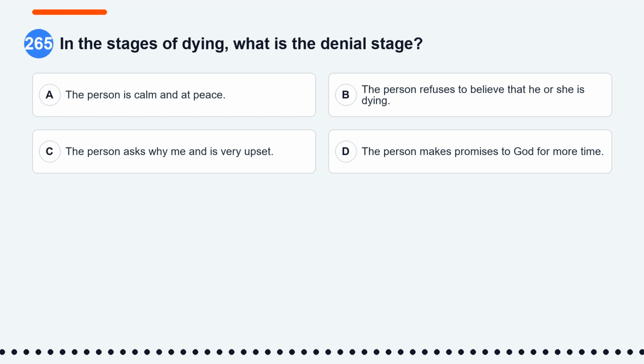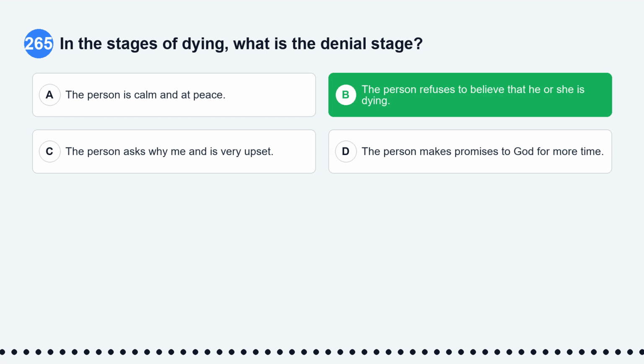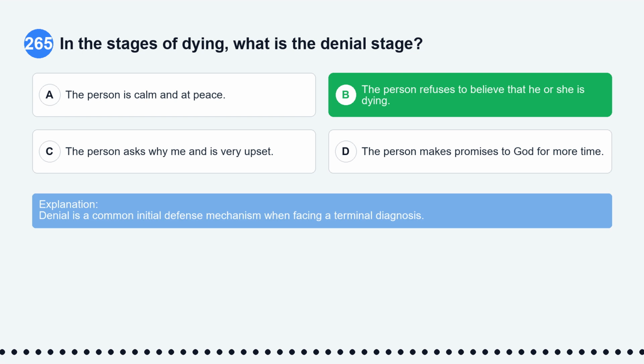Option D, the person makes promises to God for more time. The correct answer is option B, the person refuses to believe that he or she is dying. Denial is a common initial defense mechanism when facing a terminal diagnosis.